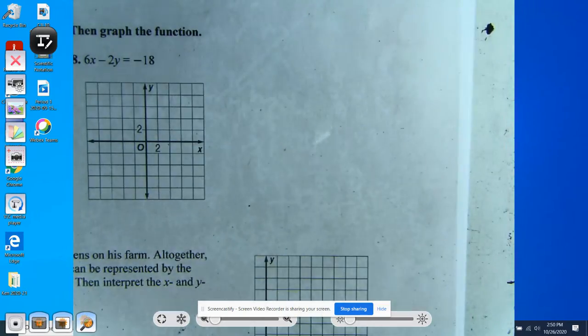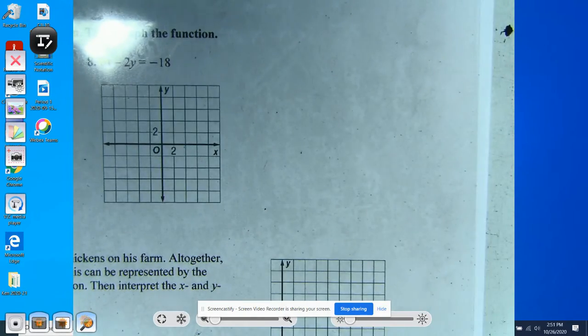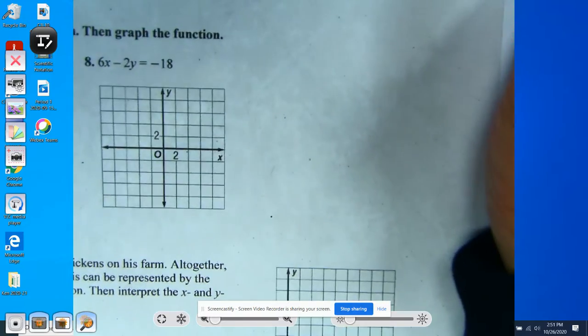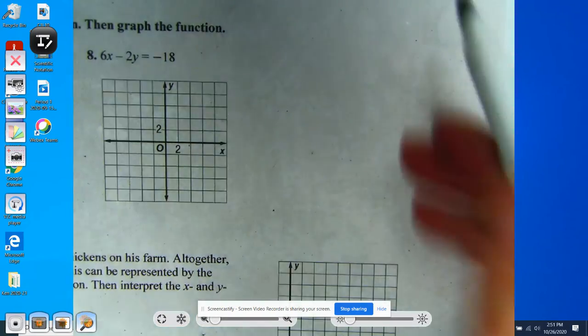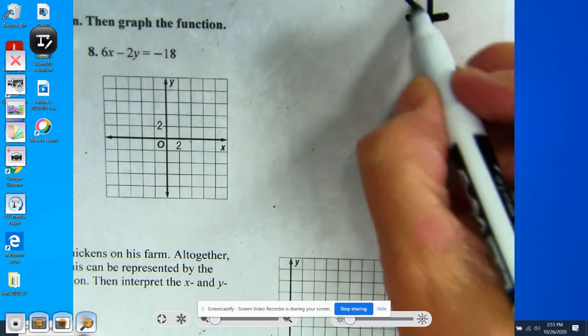Doing my best, and I can't seem to get the glare to go away, so I'm just going to have to raise it up. Two ways to get rid of the glare. Okay, so again, we're going to put our t-table, x and y.